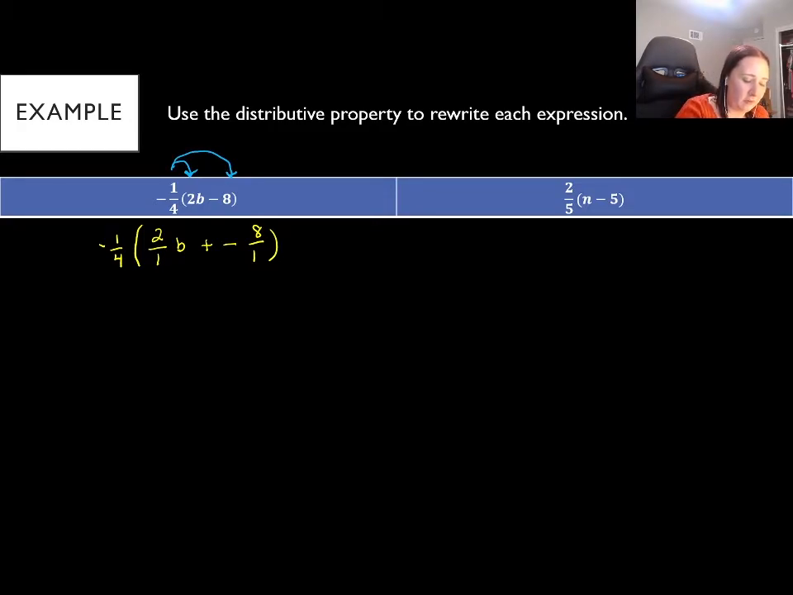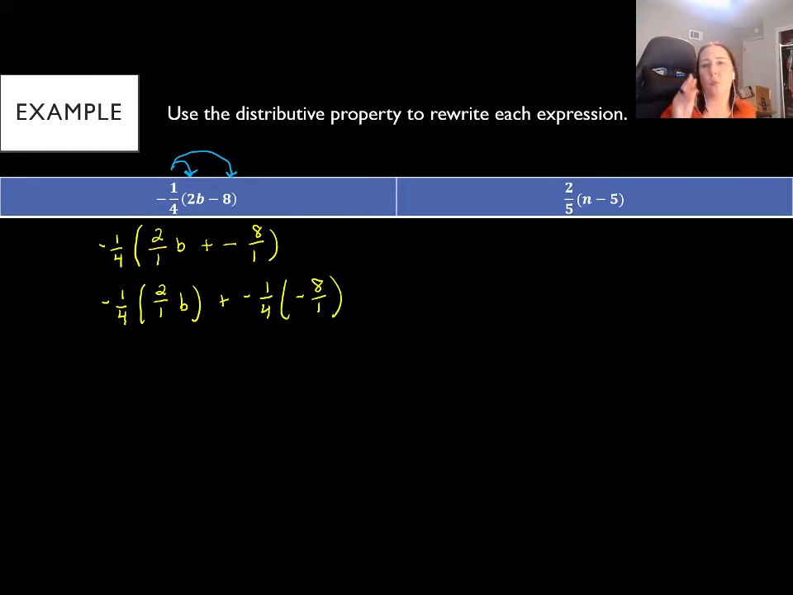So the distributive property, we're going to actually do our multiplication. So the negative 1/4 gets multiplied by the 2/1 b. Then I have my plus sign, and then the negative 1/4 gets multiplied by the negative 8/1. And it's really important to put parentheses, because if I don't have those parentheses with the negative 8/1, it will look like subtraction. So the parentheses are key to indicating multiplication.